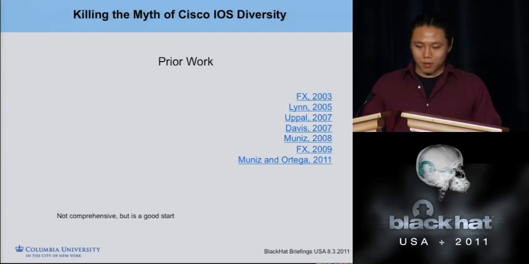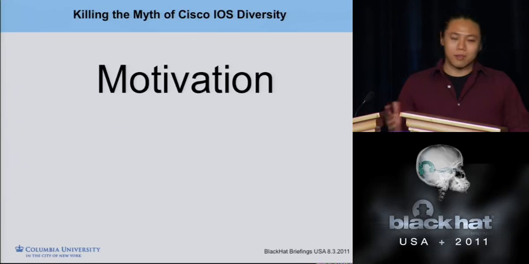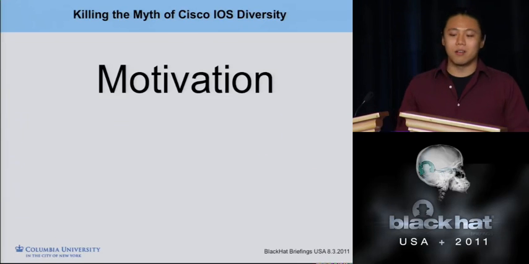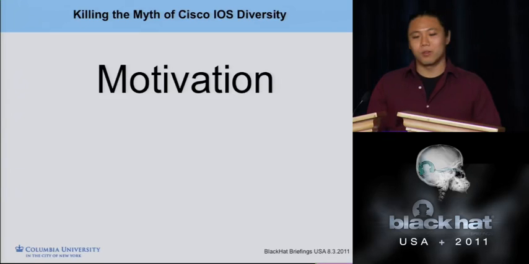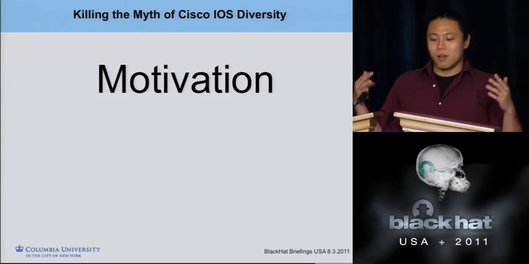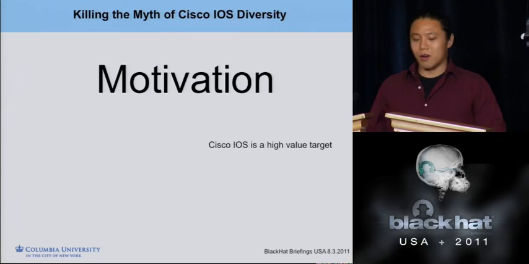Let's talk about motivation. Why do we care? Depending on who you ask and when you ask it, Cisco has anywhere between 30 to 80% of the market share as far as high-end enterprise-level networking gear goes, which means Cisco iOS runs a large portion of our global networking infrastructure. And for the attacker, that means iOS is a high-value target.